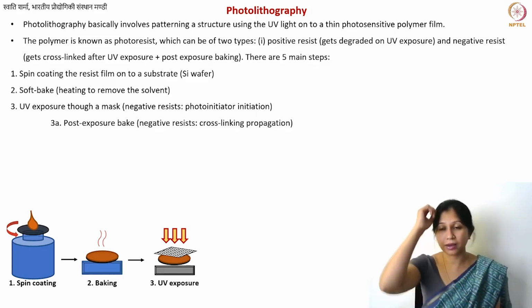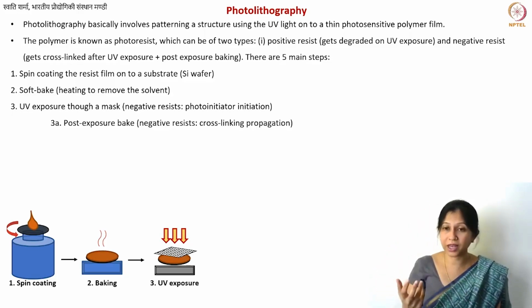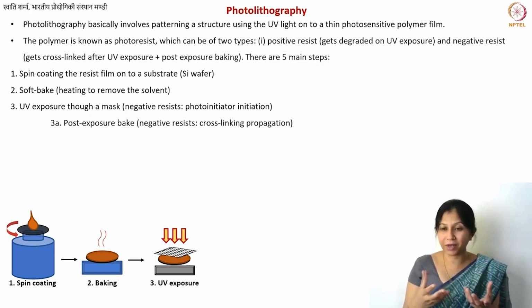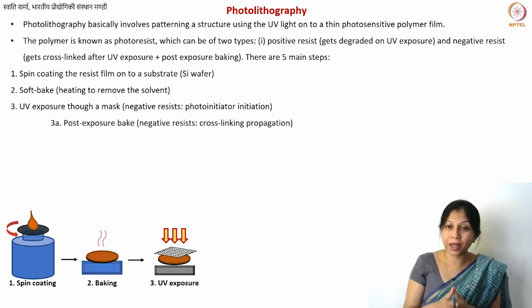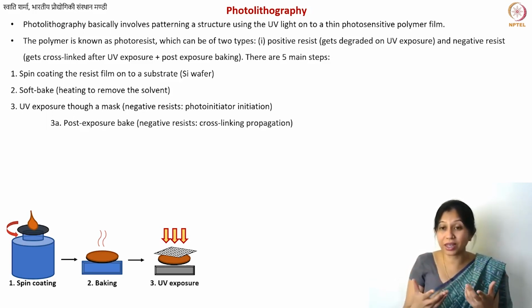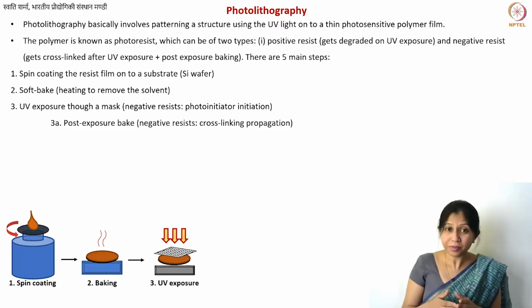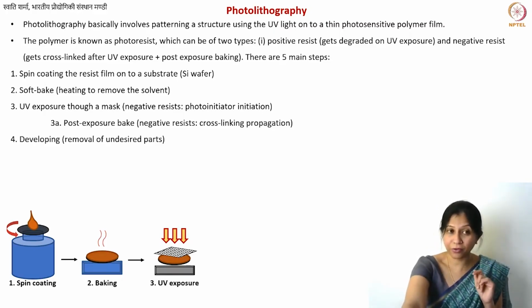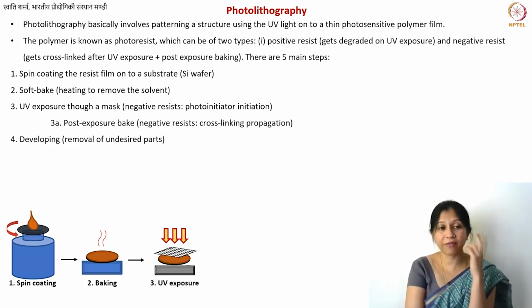I have written 3A here. 3A is done only for negative resist, which cross-links when exposed to the UV light. Now why? Because if a material is just degrading when it's exposed, then it's okay, it degrades, and then you're done. But cross-linking is initiated by the UV light, but you may not get complete cross-linking. For that you need to heat it. So actually cross-linking propagates during this other baking step, which is known as the post-exposure bake. So that is only done for negative photoresist, and then what you do is you develop these structures.